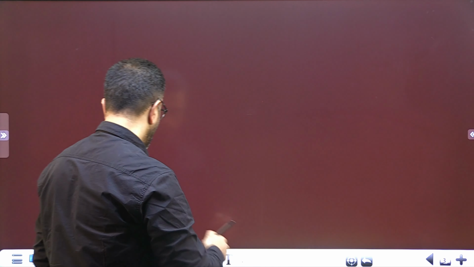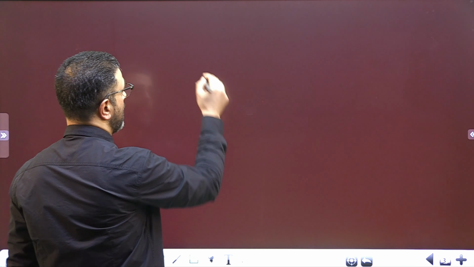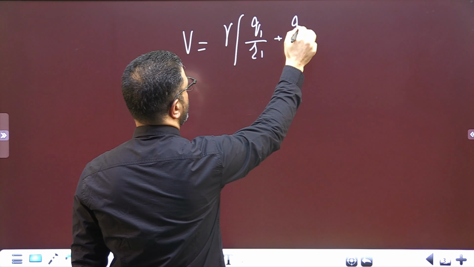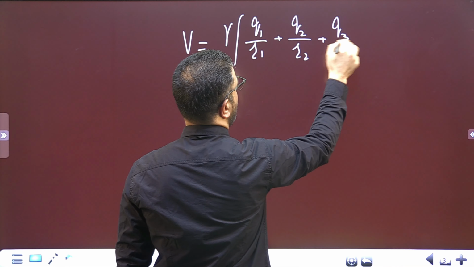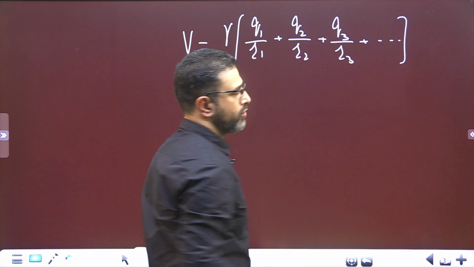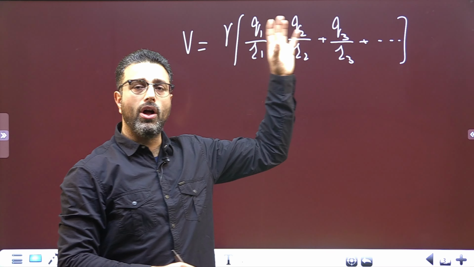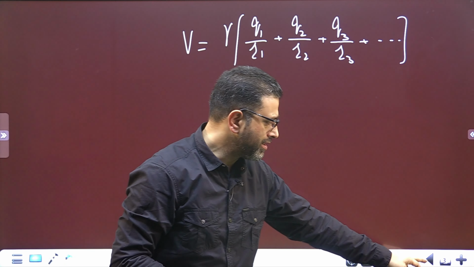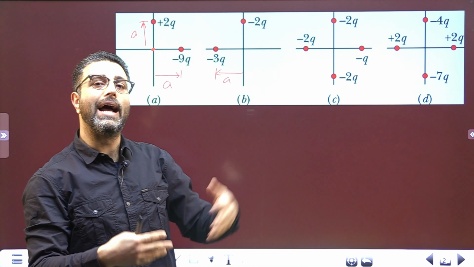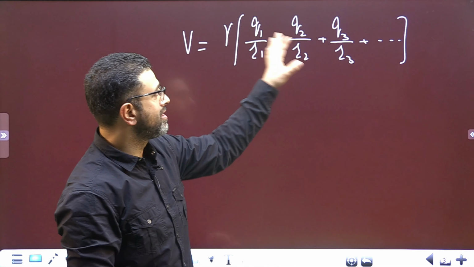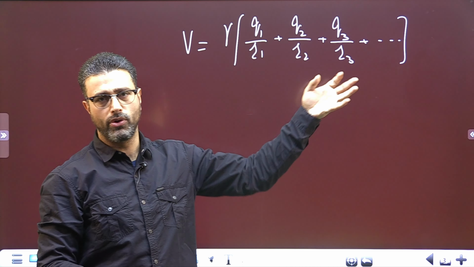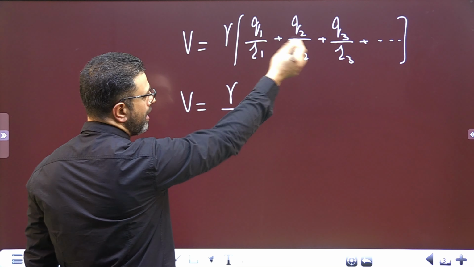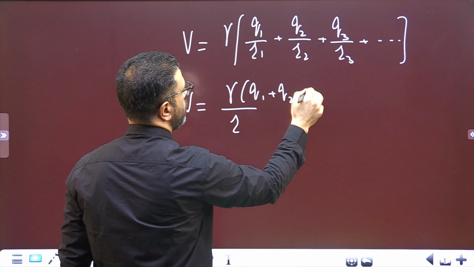Now, potential due to a collection of charges is gamma times Q1 divided by R1 plus Q2 divided by R2 plus Q3 divided by R3 and so on. If all the charges are equidistant from the point of concern, which in this case is the origin, meaning R1, R2, R3 are all some R, then we can take R common. So potential will be gamma divided by R times Q1 plus Q2 plus Q3 and so on.